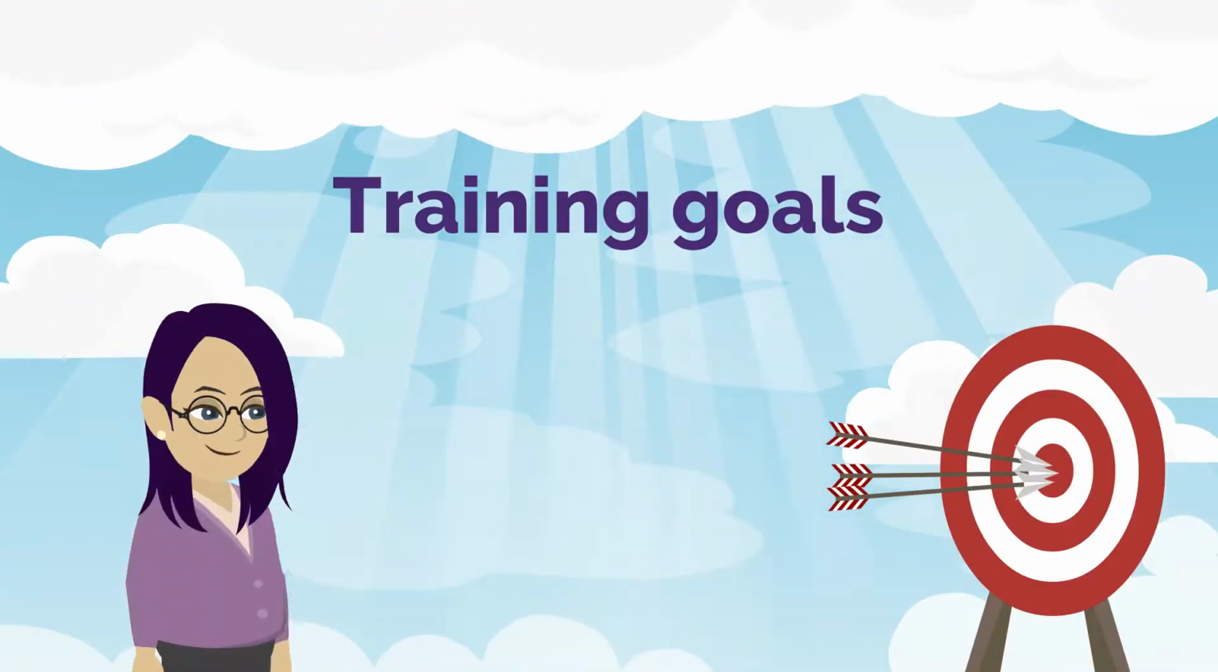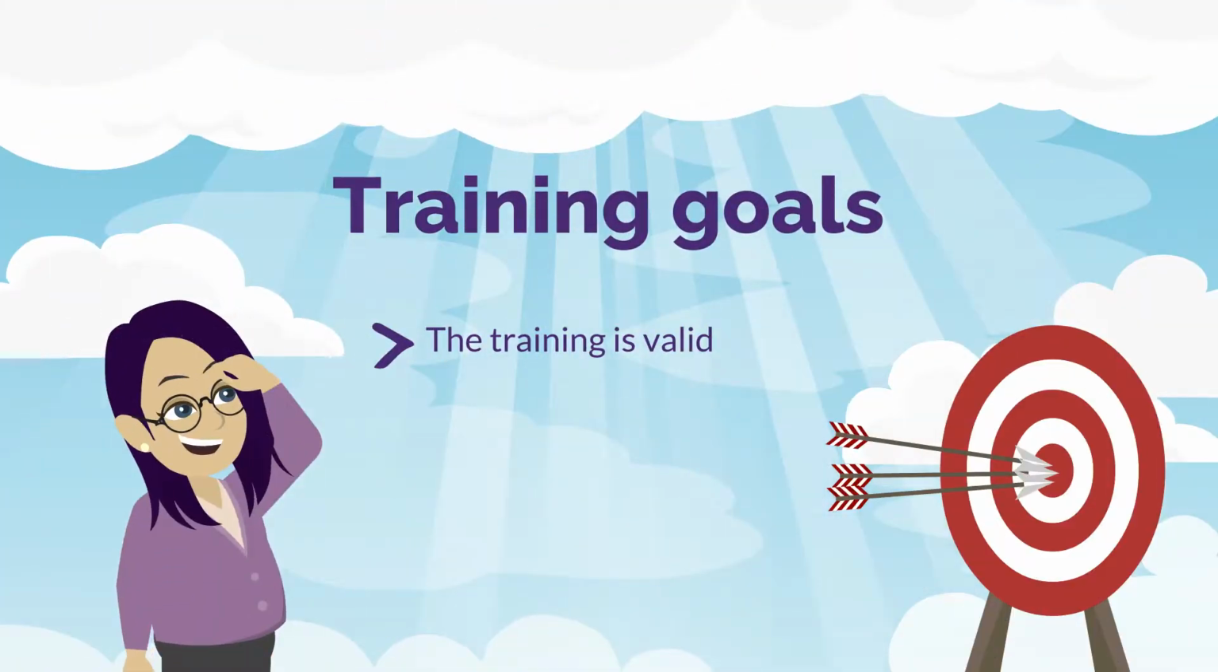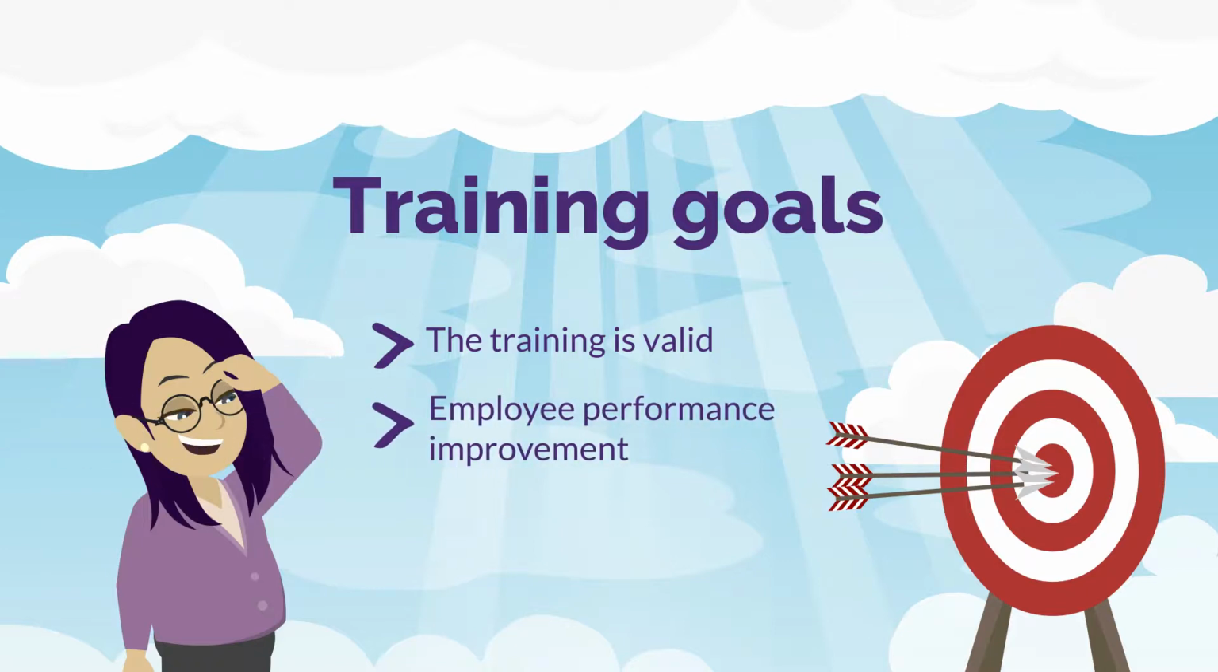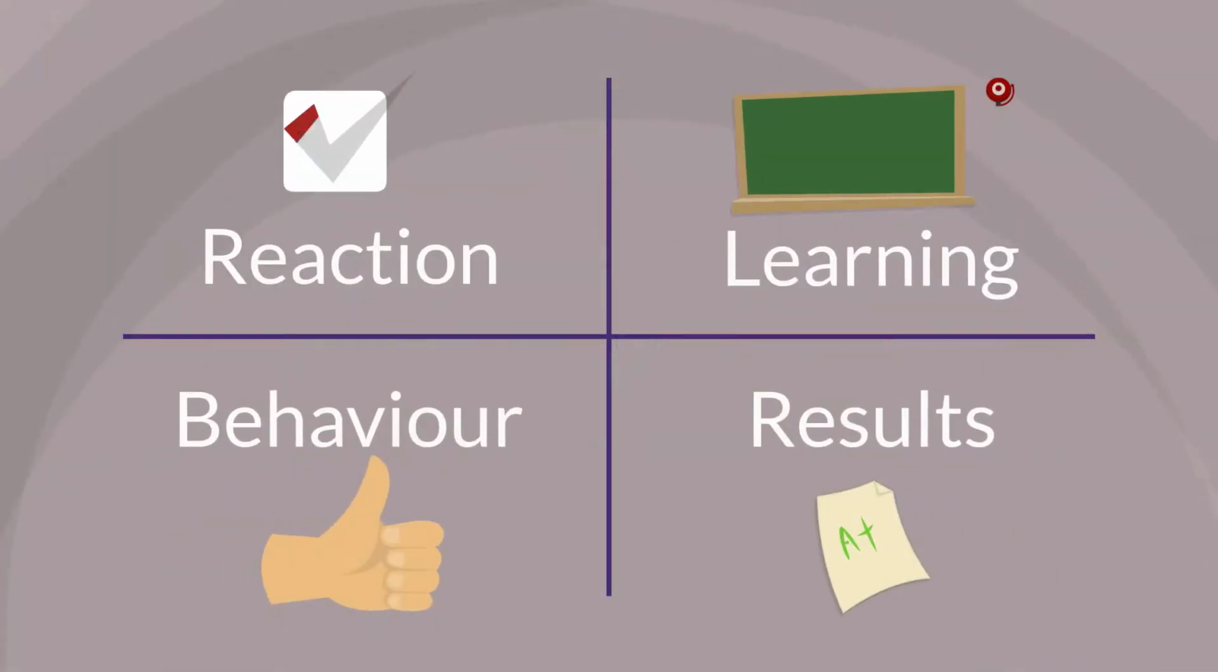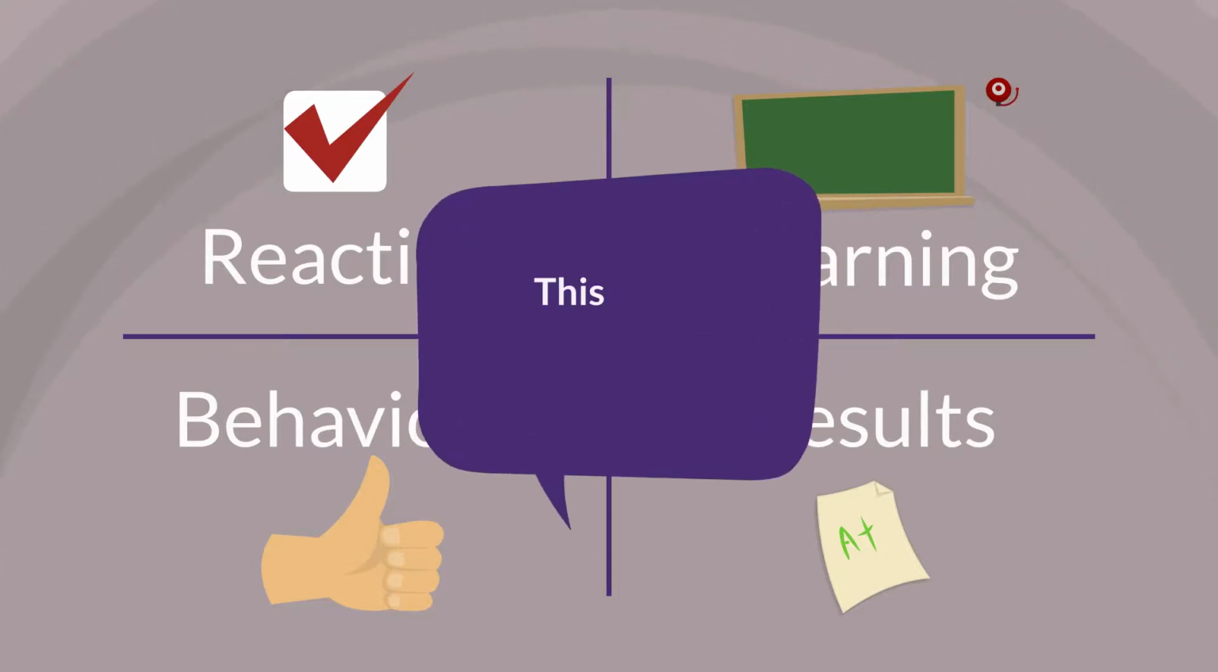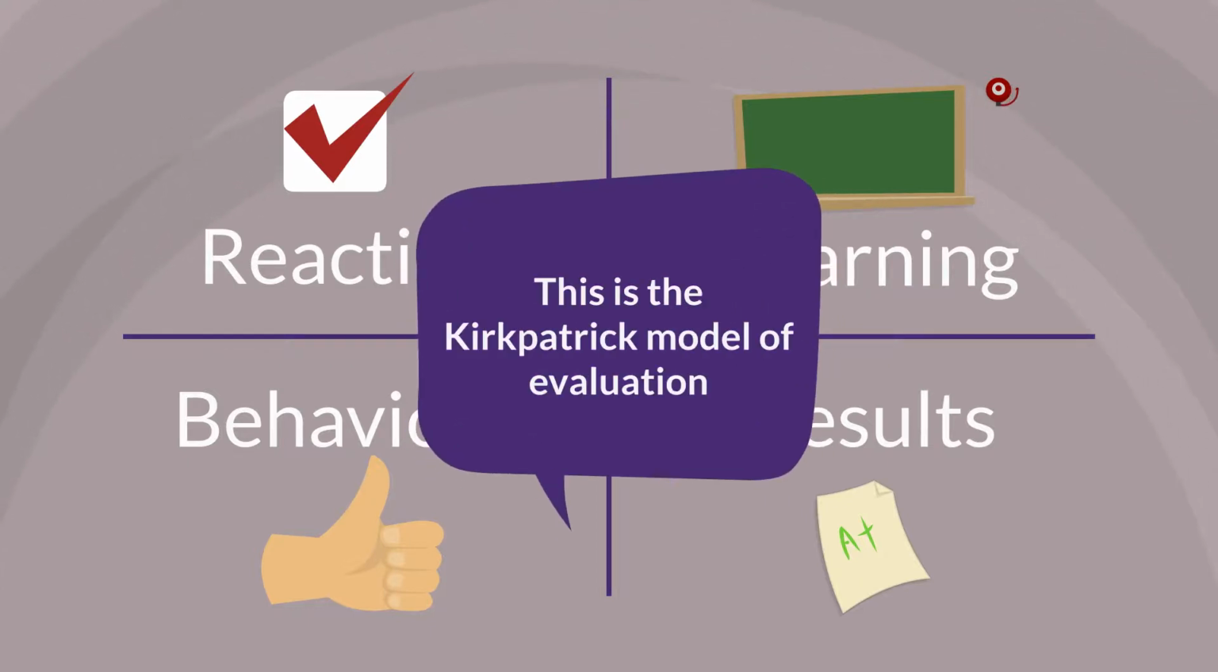Organisations must have evidence that the training is valid and that the performance of employees improves as a result of the investment in the training. There are 4 basic ways to measure the effectiveness of training. This is known as the Kirkpatrick model of evaluation. This is just one of many possible ways to evaluate training.